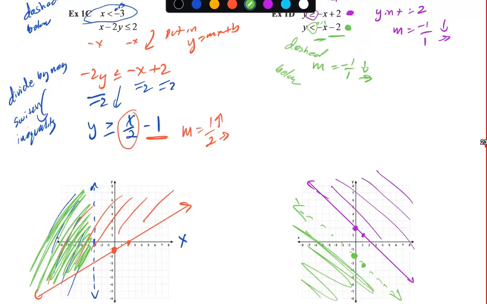Now, if you notice here, in this case, there's no overlap. So this is no solution, right? Because there's no overlap. So in that case, you have no solution.